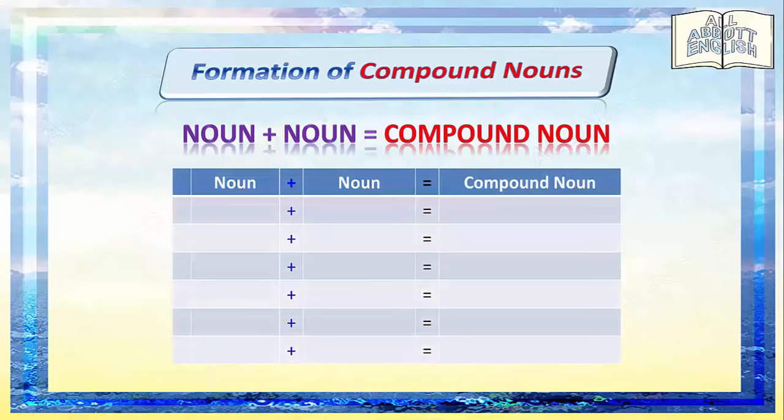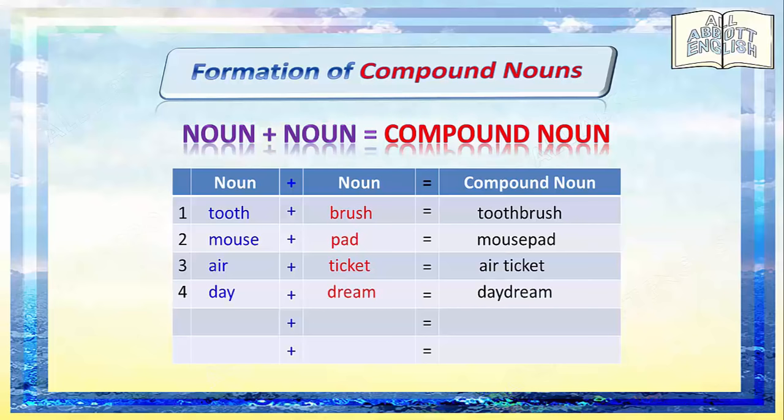A compound noun can be formed with two nouns. Here are some examples of the noun plus noun structure. Tooth plus brush is toothbrush. Mouse plus pad is mouse pad. Air plus ticket is air ticket. Day plus dream is daydream. Rain plus bow is rainbow. Snow plus man is snowman.